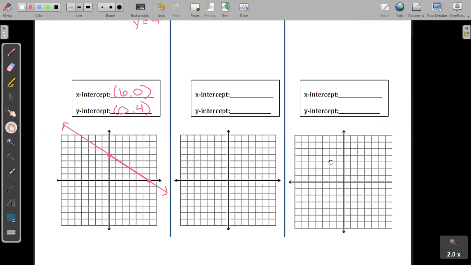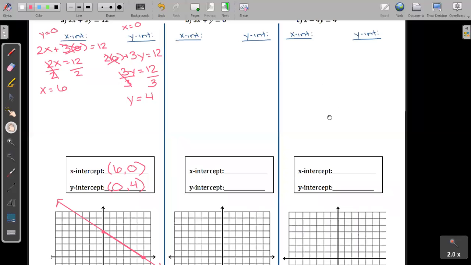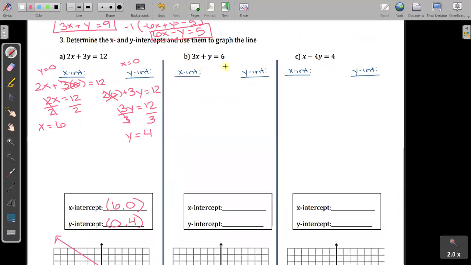Okay, we're going to do one more for the x and y intercept. So for B, we have 3x plus y equals 6. Same process. We need to find the x-intercept. Hold on one second.